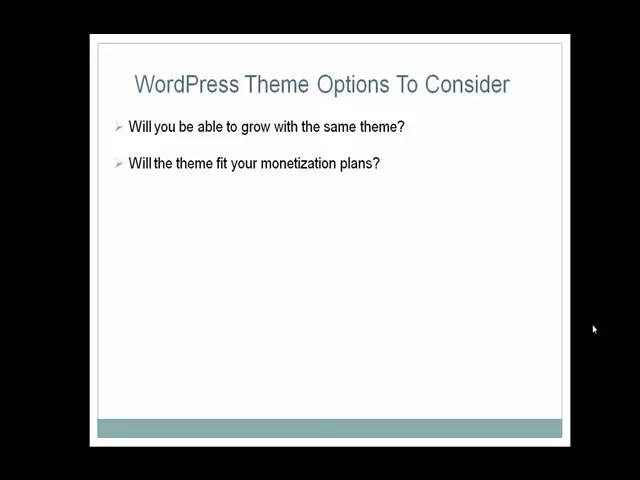Will the theme fit your monetization plans? That means, will the theme you're going with actually enable you to build a list from it? So for example, if you're trying to choose a theme that would allow you to build a list, or maybe have Google AdSense in a nice location, you would want to consider a WordPress theme that might have a right sidebar, for example. That's something you would definitely keep in mind.